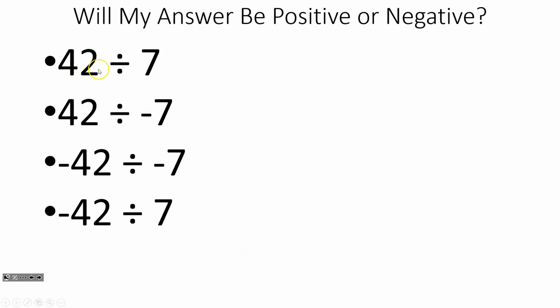So I don't see any negatives in this one. My answer is positive. I see 1 negative. 1 is an odd number, so my answer is going to be a negative. Right here, I see 2 negatives. 2 is an even number, so my answer is going to be positive. And I see 1 negative in this one, so my answer will be negative because 1's an odd number.